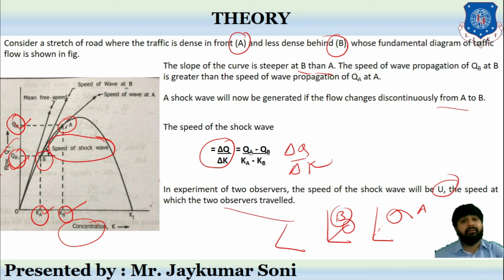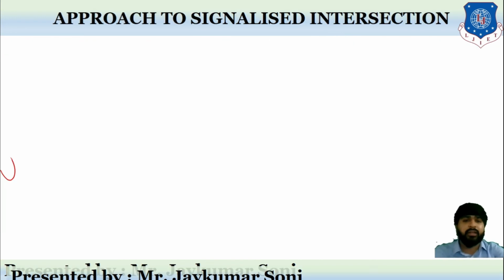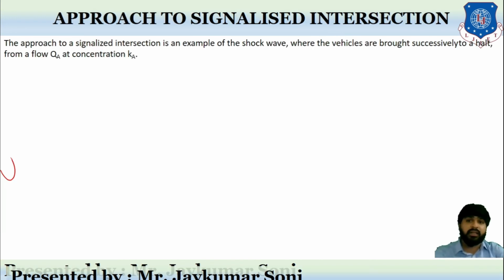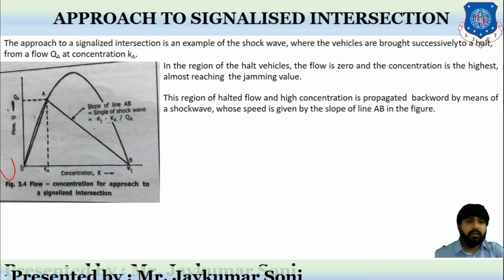So see friends, this was the theory of Lighthill and Whitham's main theory. Now there is another important theory, that is the approach to the signalized intersection. Now we want to know the meaning of signalized intersection, which we have learned in the part on traffic signals and signs.